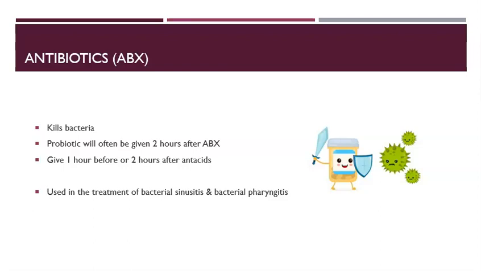The timing here is very important because you don't want to give an antibiotic at the same time as a probiotic because the antibiotic will kill the good bacteria from the probiotic. So what we want to do here is give the probiotic 2 hours after we give the patient their antibiotic. We also want to consider the use of antacids because antacids can affect how antibiotics work. So we want to give antacids either an hour before or 2 hours after we give the patient their antibiotic. In this lecture, we have talked about antibiotics in the use of treatment for bacterial sinusitis and bacterial pharyngitis.